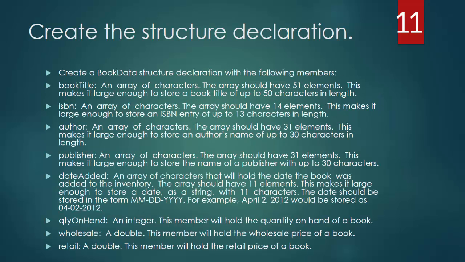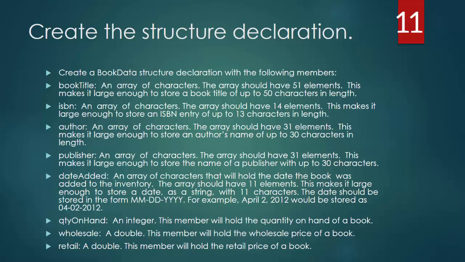So here's what we're going to be doing. We are going to create a book data structure with the following members. It's going to have book title, ISBN, author, publisher, basically the same as our arrays have now. And here's the description of how it's going to be.